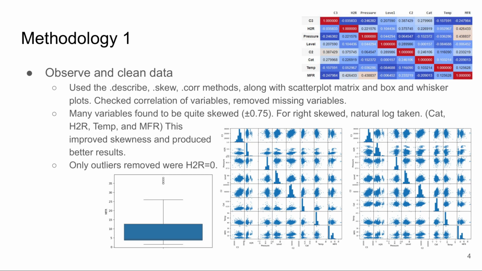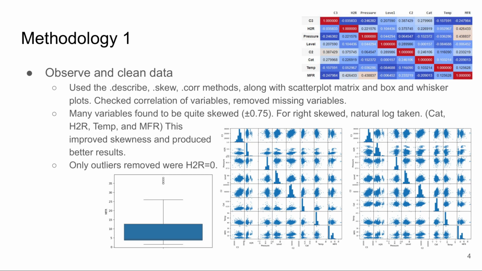So in the bottom right, we can see 2 scatter plot matrices because some of the variables were found to be quite skewed, with a skew value from that dot skew method of plus or minus 0.75 is about where the line was drawn. If they were right skewed, which 4 of them were, then the natural log of that variable was taken to improve the skewness, and it did produce better results.